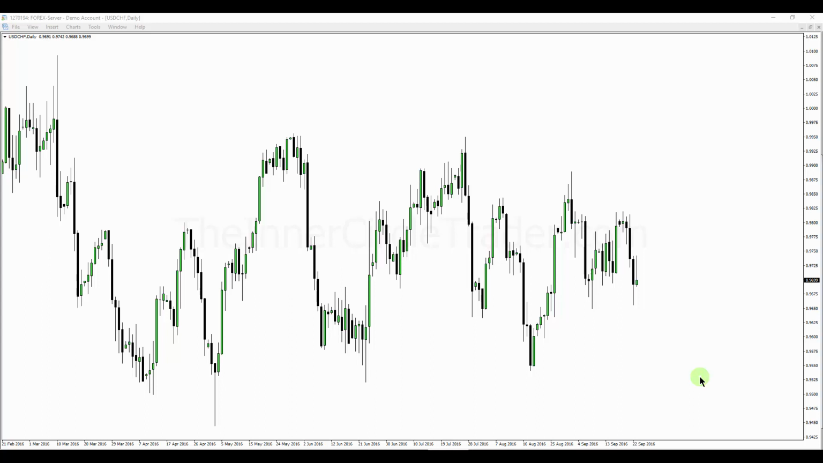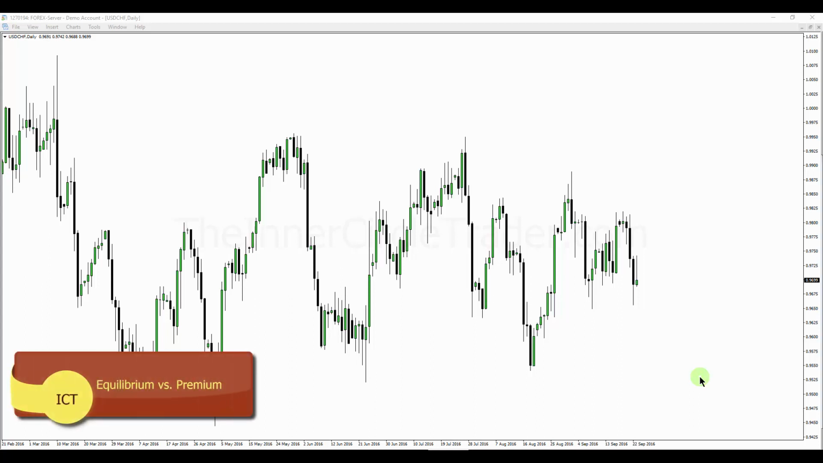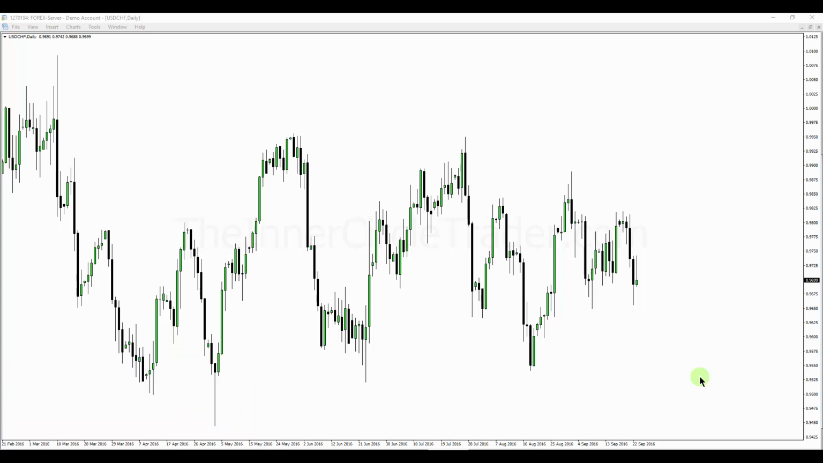The previous tutorial in session 4, we looked at equilibrium versus discount. This session, we're going to be looking at equilibrium versus premium. We went through a great deal of content in regards to discount versus equilibrium, so we won't have to spend so much time with this tutorial because everything we're selling here is basically diametrically opposed to what you would expect to see in the equilibrium versus discount teaching.